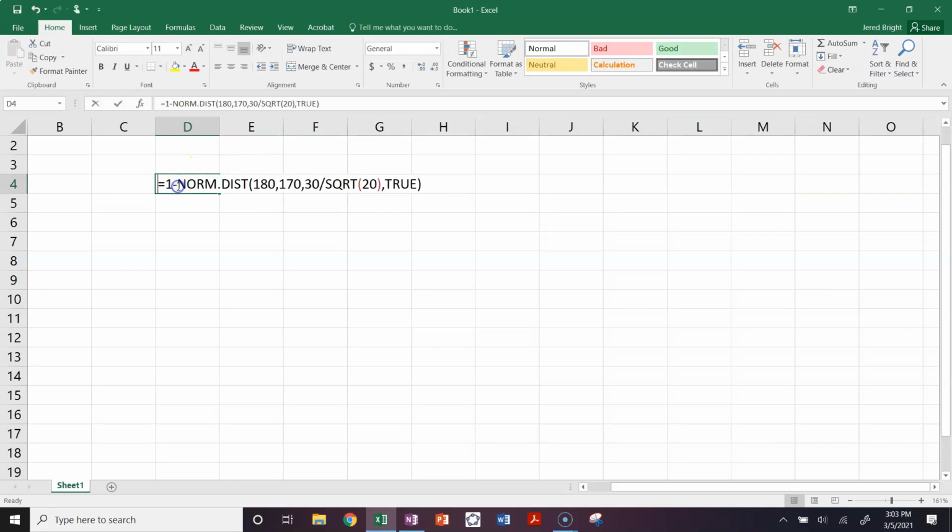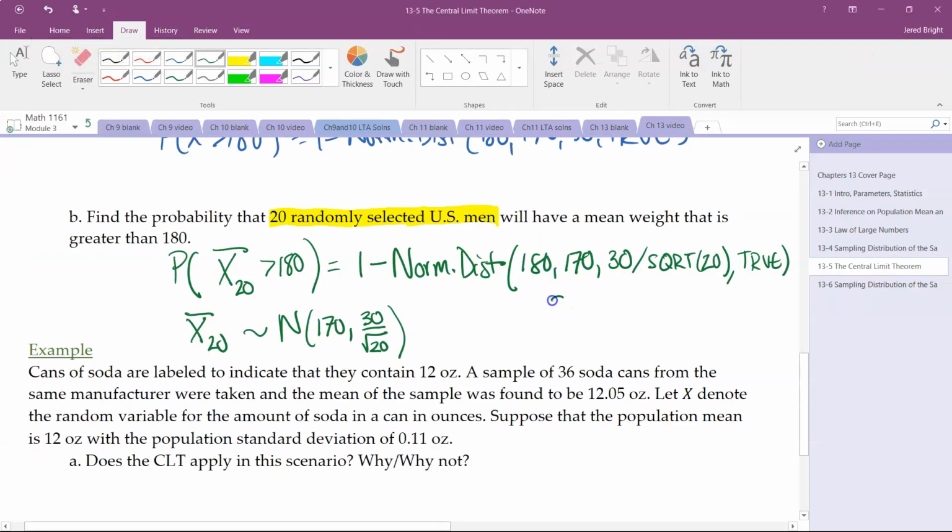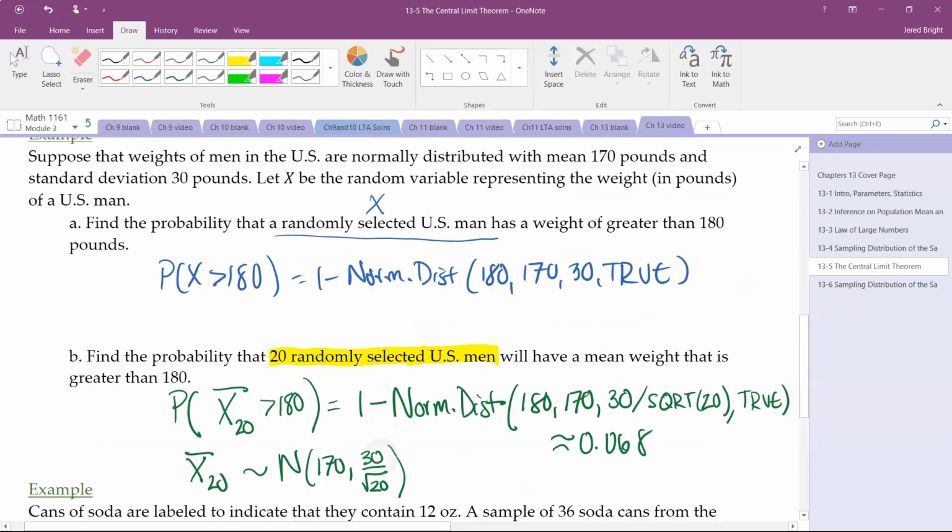So again, the only thing that really changed, because I'm looking at the sampling distribution, is the standard deviation. Okay, remember the sampling distribution is still normal if we're sampling from a normal, it's just less spread out, so that's why the standard deviation needs to change to the standard error. Okay, and I'm just going to record that answer. About 6.8%. Okay, so we've answered that question.